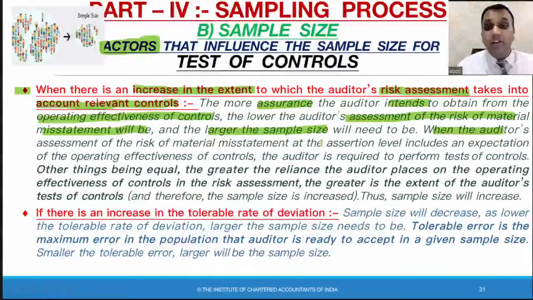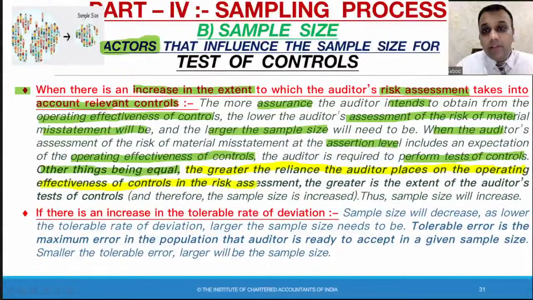When his assessment of the risk of material misstatement at the assertion level includes an expectation of the operating effectiveness of controls, the auditor has to perform test of controls to check their operating effectiveness. So other things being equal, this is the main point: the greater the reliance the auditor places on the operating effectiveness of controls in the risk assessment, the greater is the extent of the auditor's test of controls, and therefore sample size is increased.